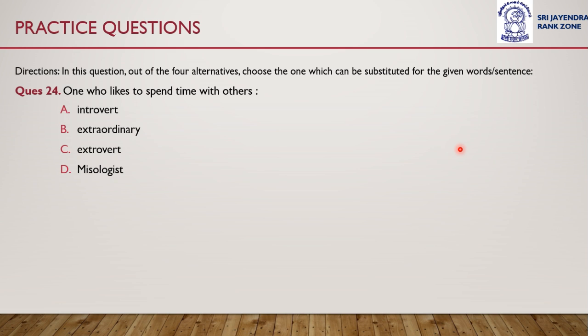Question number 24. Who likes to spend time with others? One who likes to spend time with others is called: option A, introvert; option B, extraordinary; option D, misologist. What do we call a person who likes to be with others? Will he be called an introvert or an extraordinary?